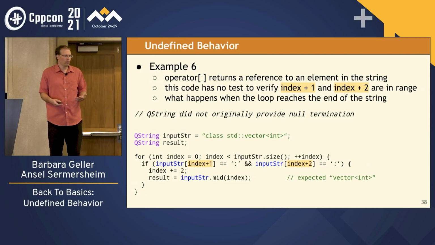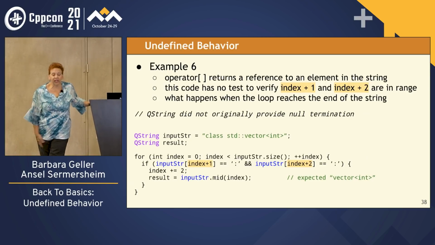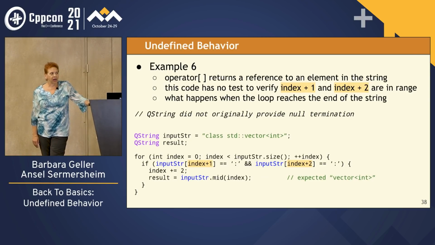And so we're scanning through. We've got a for loop going from the beginning to the end. And we're looking ahead 2 characters, index+1 and index+2. As you can see by the comment, what we expected was for it to return vector<int>. What shocked the living daylights out of us is all of the code was elided. It never ran the for loop because of the UB.